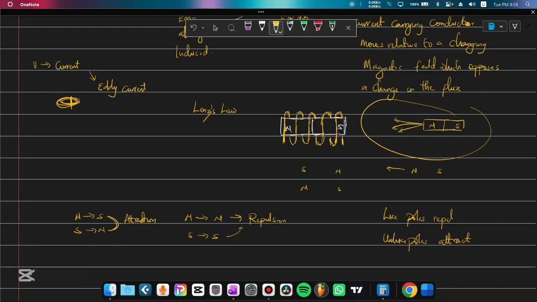So how do I stop a north pole from coming towards me? Well, the way this eddy current will stop it is by creating a magnetic field with a north pole here. Why? Because north would repel north. Are you understanding it? So the current is trying to oppose the change in the magnetic field. It doesn't want this to change. It wants to stop it. It wants to do the opposite of what the original magnetic field is doing. I don't know if you understand me. What if this magnet was coming like this?